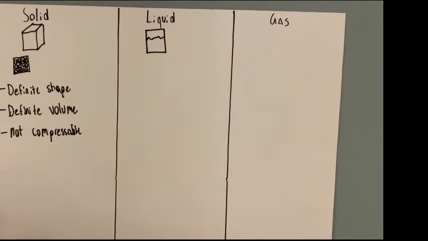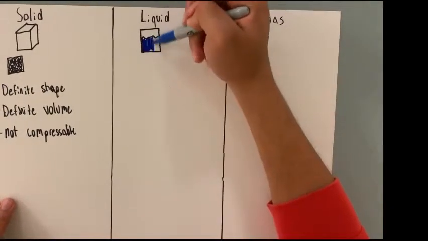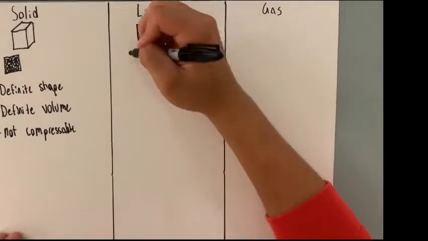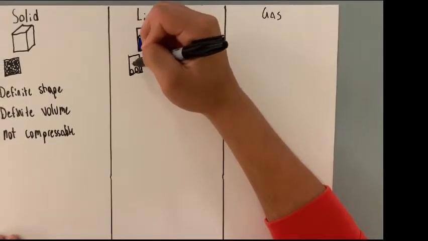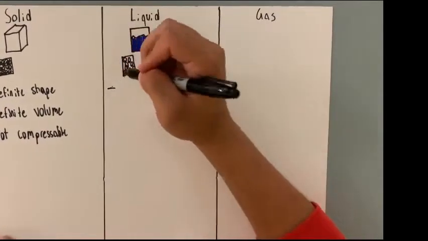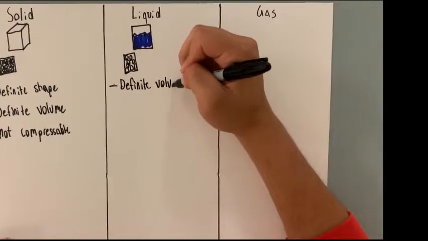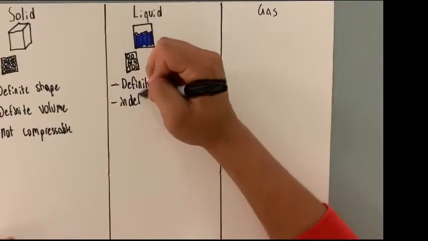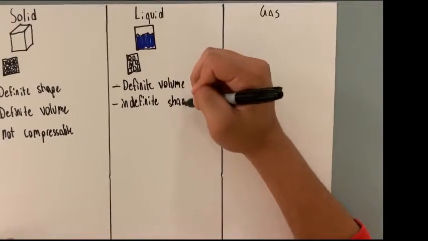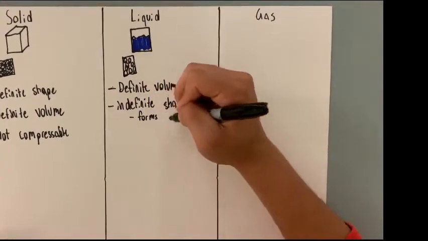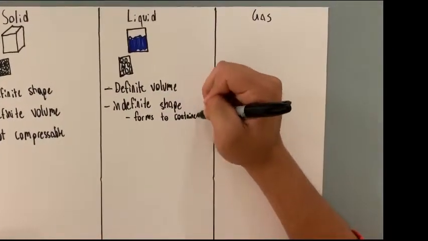Next, we move on to liquids, like the water inside a watermelon. The particles are also tightly packed, but can move freely. They have a definite volume, but have an indefinite shape, so they form to the shape of the container they are in, and also they are not compressible.